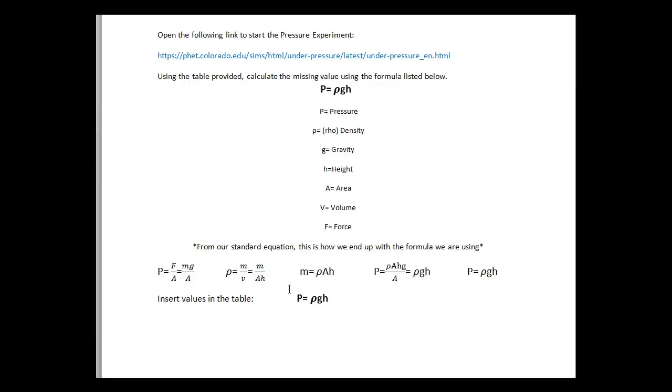Now when we derive both of these equations, we're able to plug it back into our original equation, and pressure is said to be rho times area times height times gravity divided by area. When we cross out these areas, we're able to see that our pressure is now said to be rho times gravity times height.